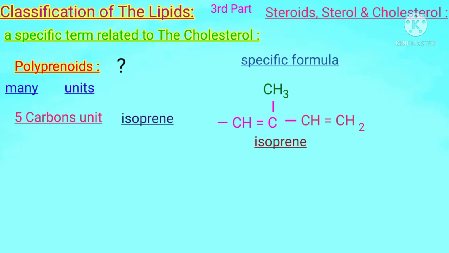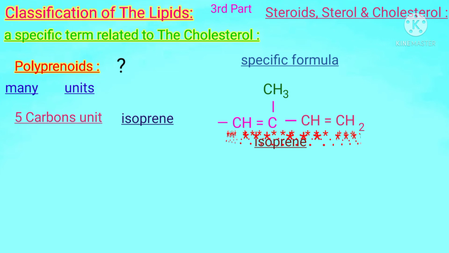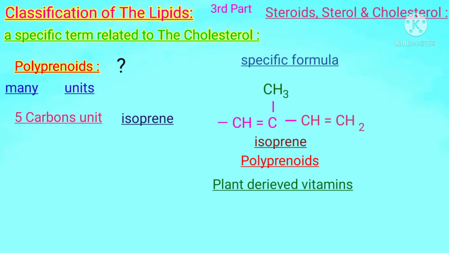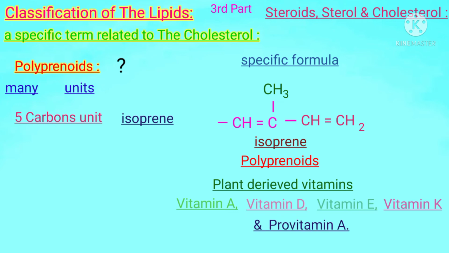When many such units combine, those units change into another compound named polyprenoid. Examples of polyprenoids are plant-derived vitamins like vitamin A, vitamin D, vitamin E, vitamin K, and also provitamin A. Dear students, this provitamin A is also called beta carotenoids, which is actually a polyprenoid.